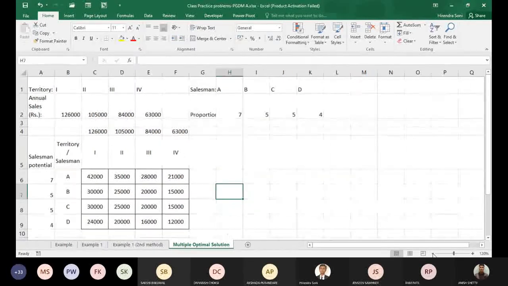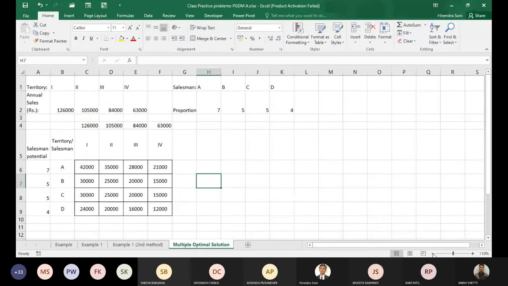Are you able to see the screen? Yes, sir. I'll just switch off the camera because the only thing that's possible is to do it like this. So you can see me now.